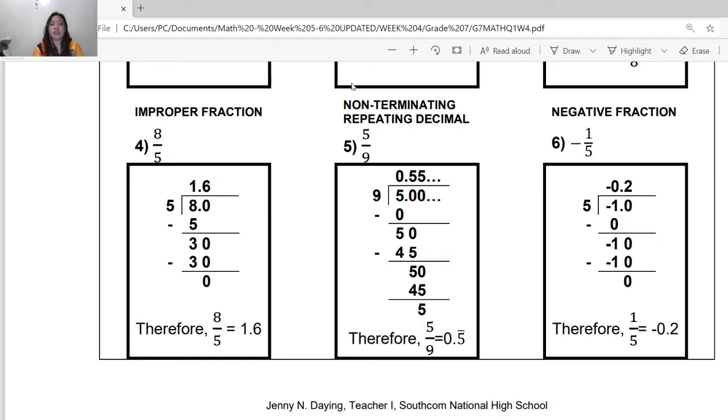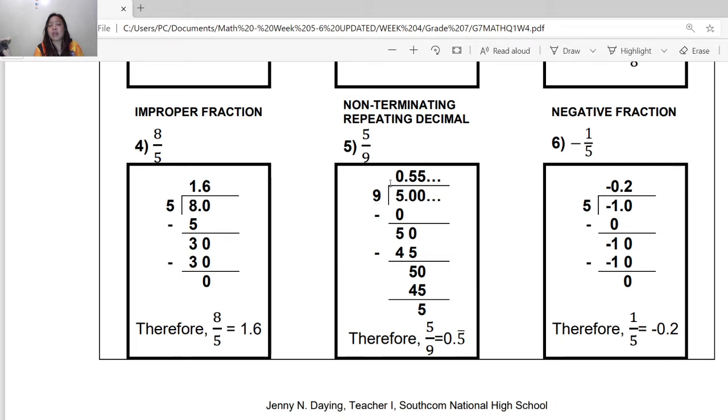Next we have non-terminating repeating decimal. So 5 divided by 9. 5 divided by 9 cannot be done as a whole number, so therefore you have 0. 0 times 9 is 0. 5 minus 0 is 5. We will add again a decimal point. When you add a decimal point here, you have to add a decimal point also in the quotient. Then add 0, bring down 0, therefore it is already 50.